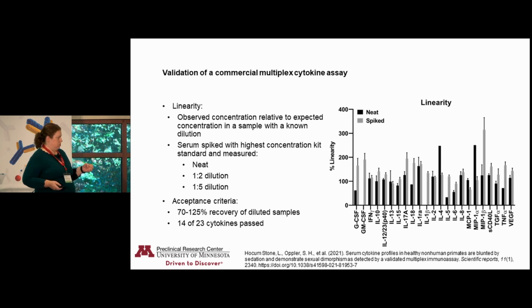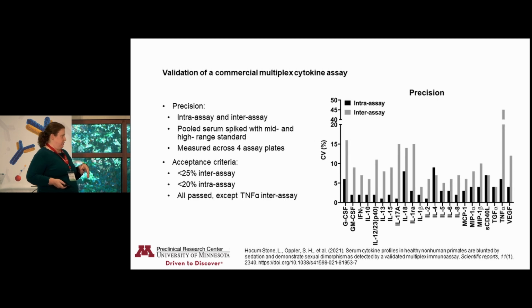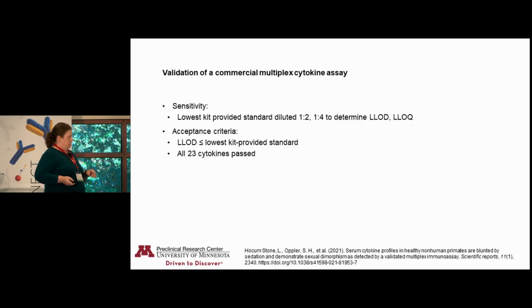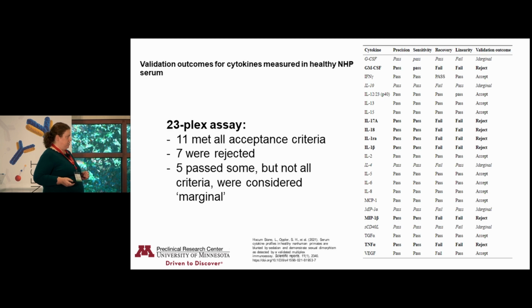We then looked at linearity, which is the observed concentration relative to the expected concentration in a sample with a known dilution. We spiked it with a known concentration of a standard and measured it neat and at dilution. And again, only a little more than half, 14 of 23, passed. We then looked at precision, both intra and inter-assay precision, and all of these analytes passed in this kit except for TNF-alpha on inter-assay. We also looked at sensitivity just to see if the reported lower limit of detection was accurate in our hands, and in this, all of them passed.